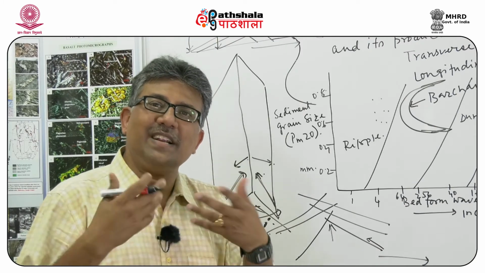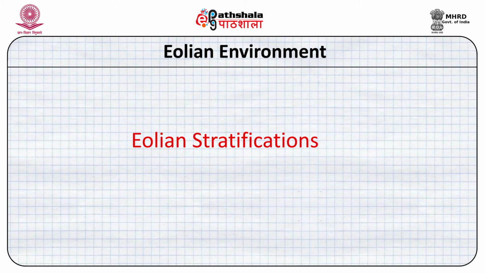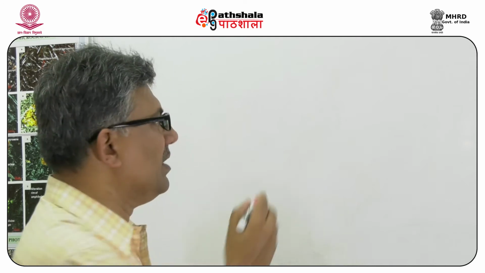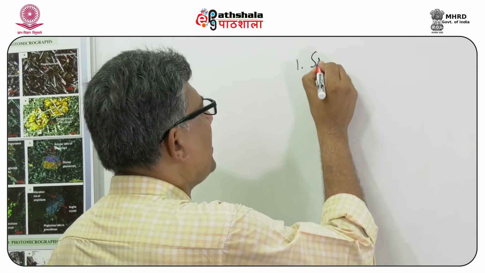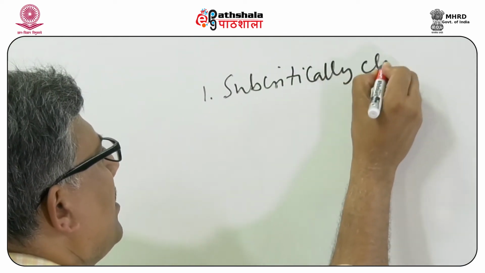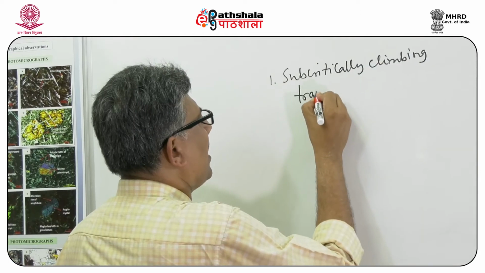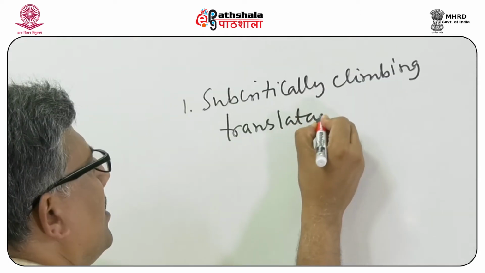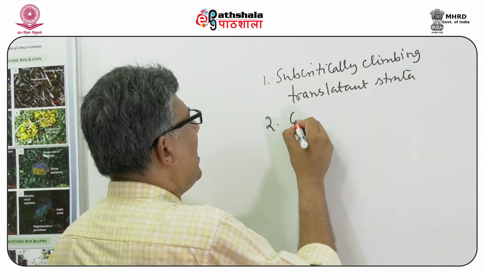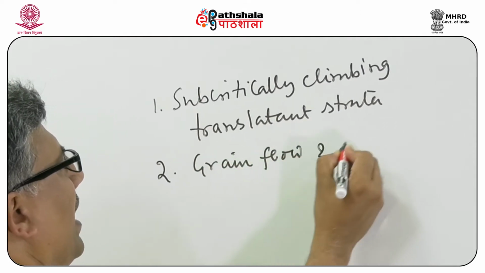There are two different stratification styles that I specifically want to discuss with you. One is what we call the subcritically climbing translatent strata, and the second one is grain flow and grain fall.